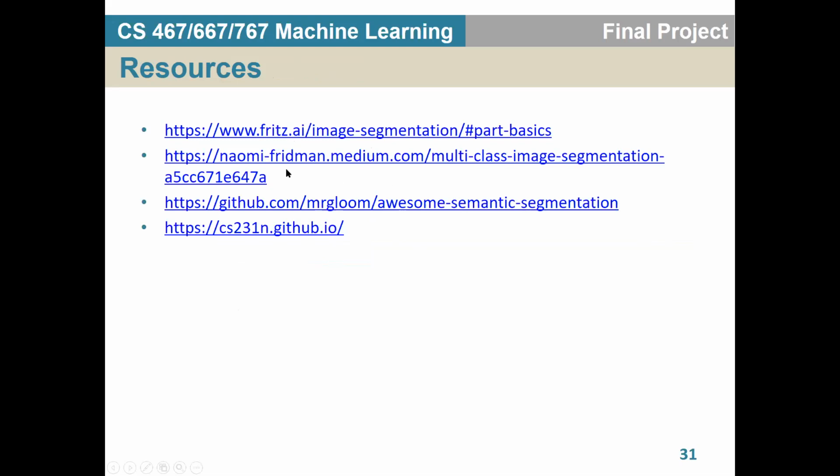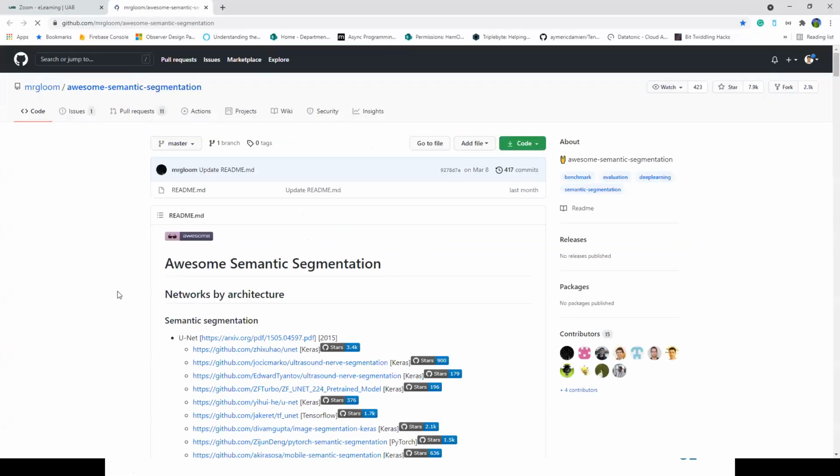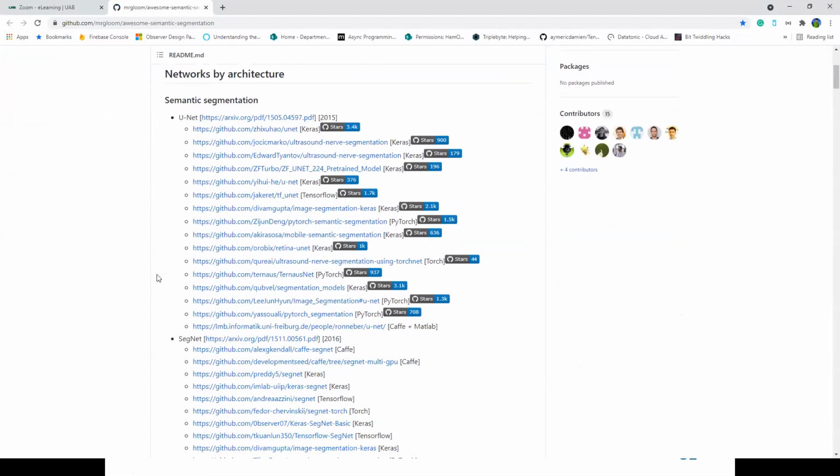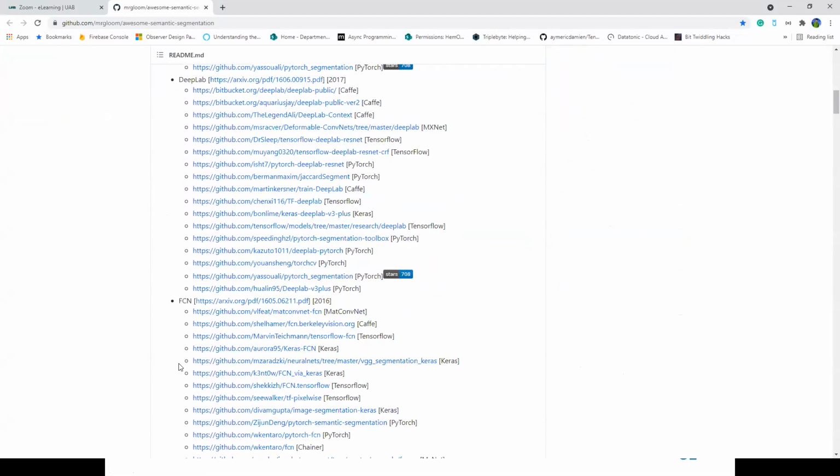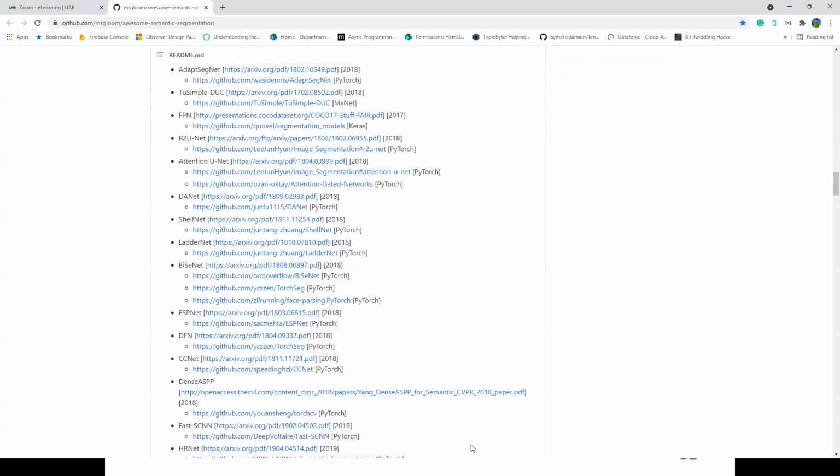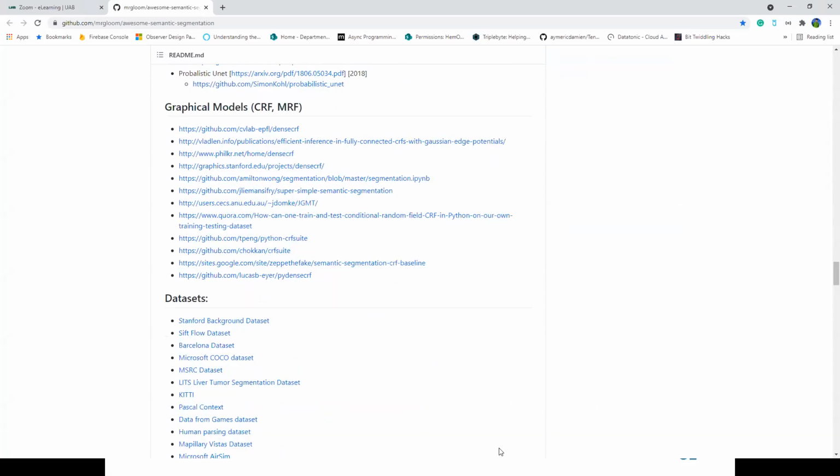Here, if I click on this, there are lots of semantic segmentation implementations. Feel free to explore them, and if you think they can perform better than the list we have provided, definitely talk to Dr. Ian, and if he approves, please go for that. So that was my presentation. I'll hand over the presentation to Dr. Ian. Thank you.